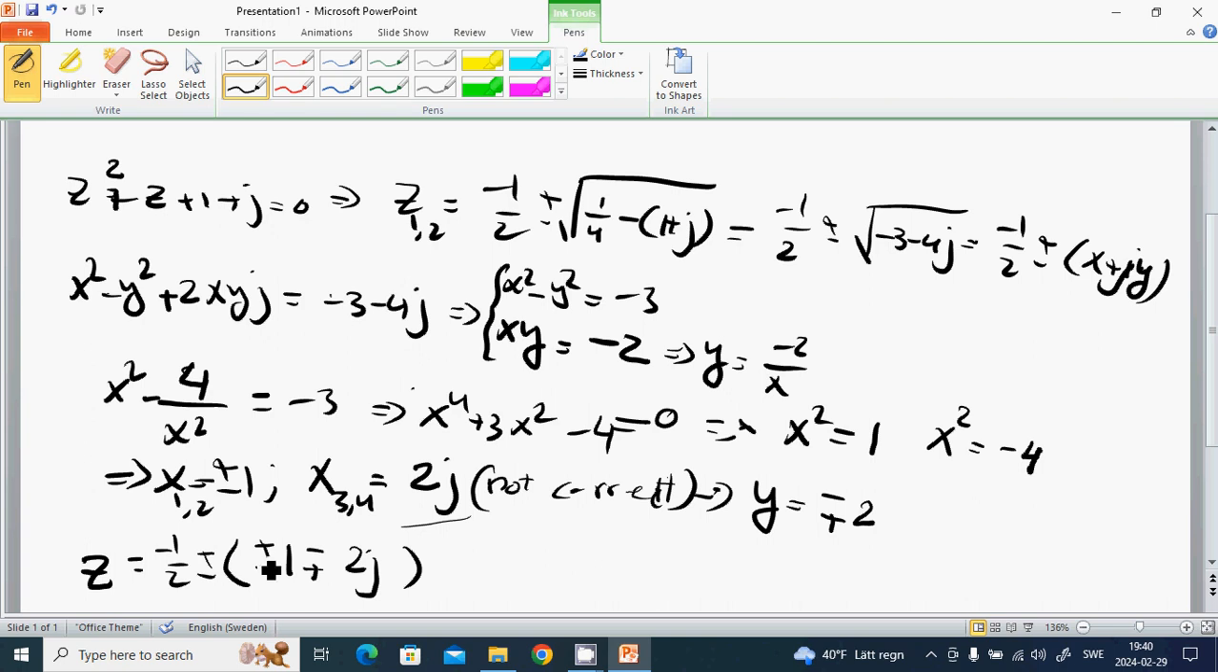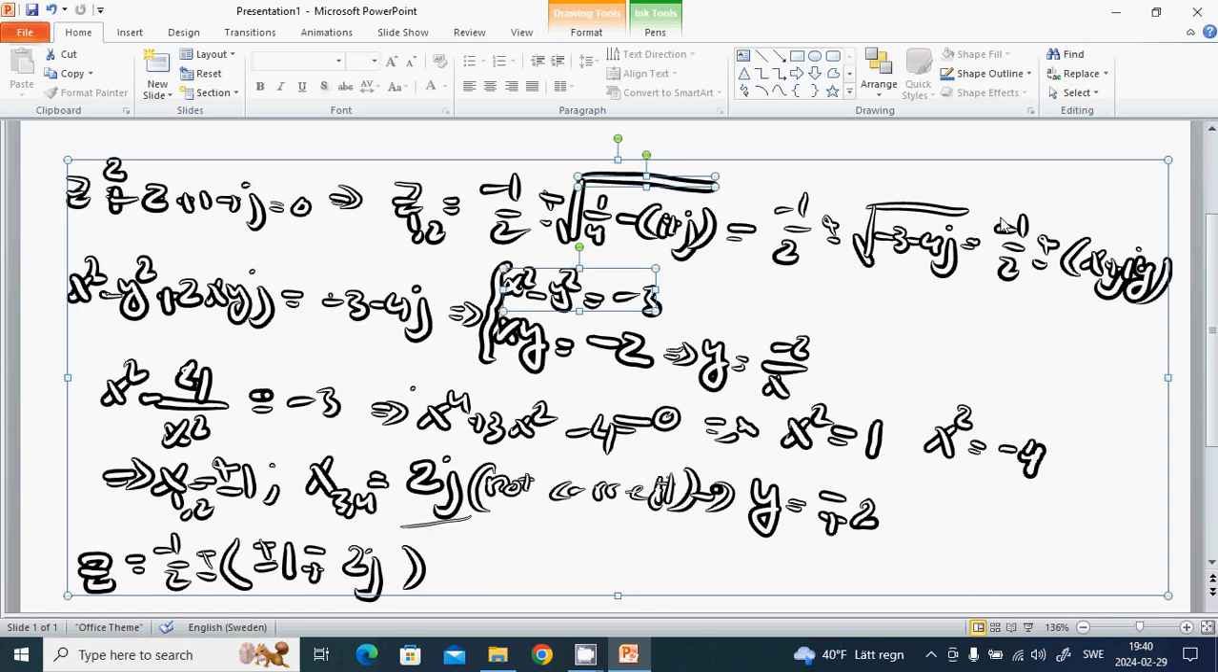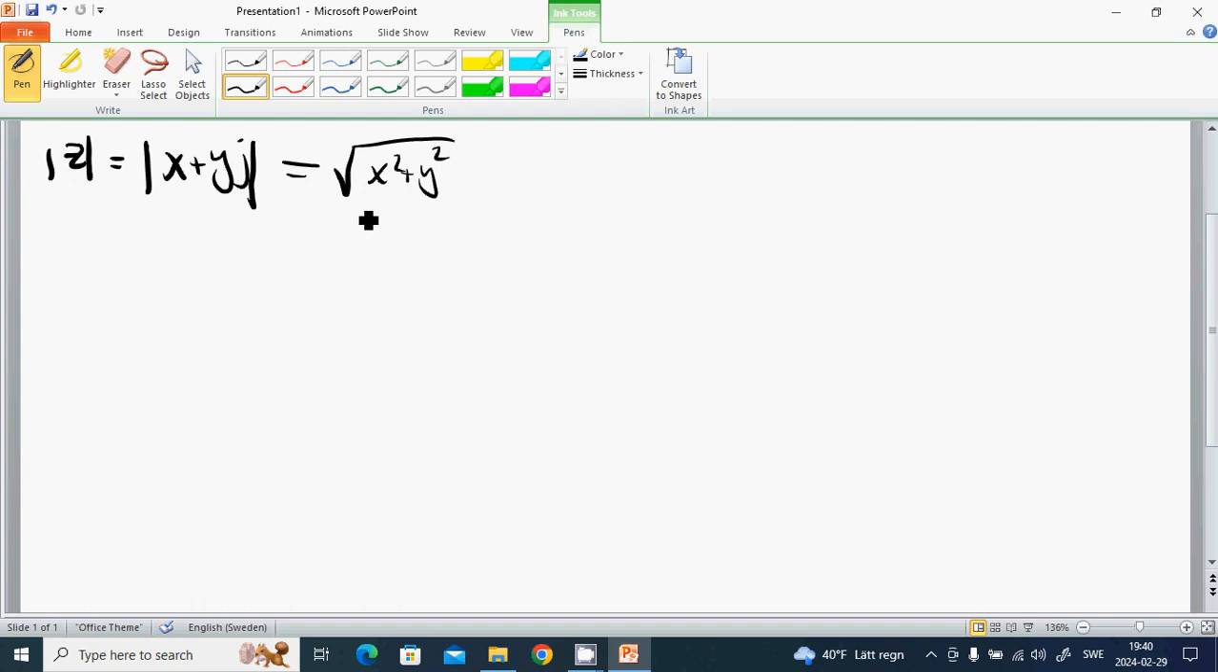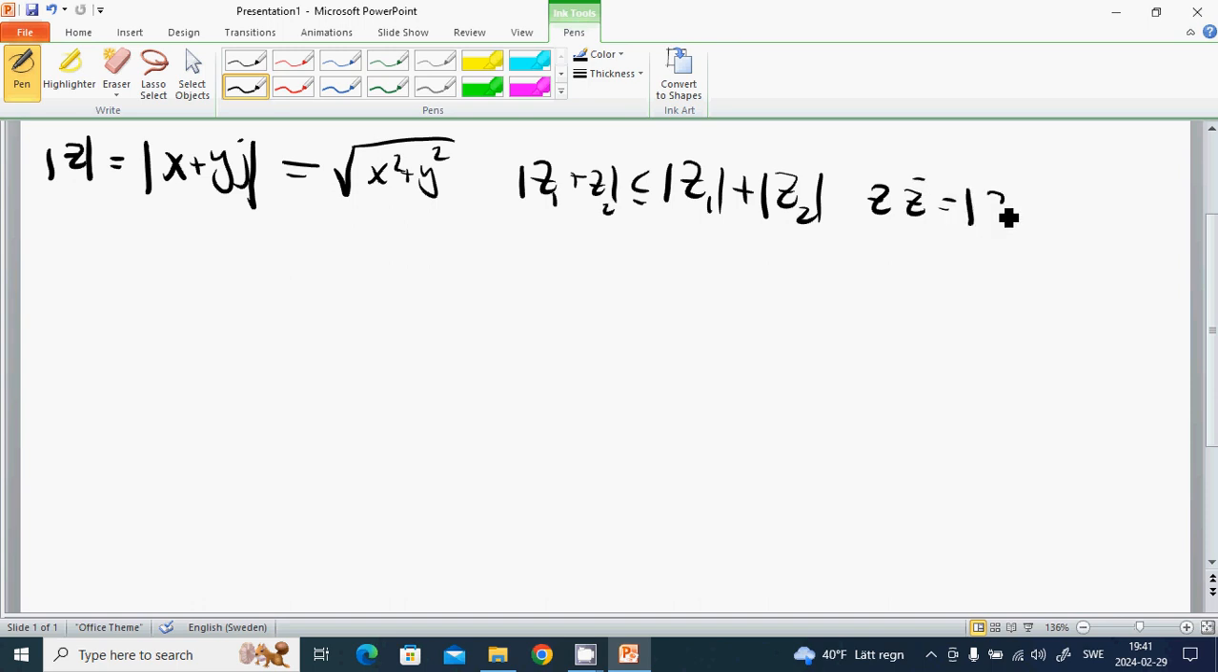Okay. Now we are going to talk about the absolute value. Absolute value of zeta equals the absolute value of x + yj. And in the definition, it is √(x² + y²). The absolute value of zeta 1 + zeta 2 is less than or equal to the absolute value of zeta 1 plus the absolute value of zeta 2. And zeta zeta bar equals the absolute value of zeta to the power 2.